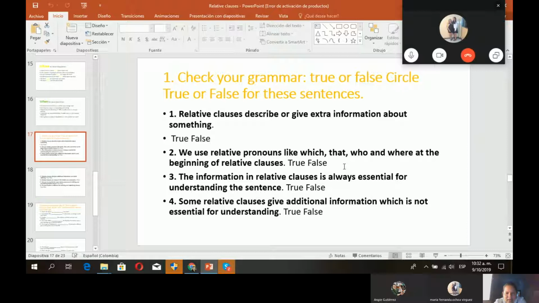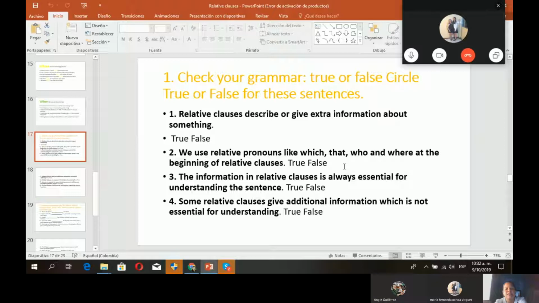Okay, Maria, correct the mistake. The answer for number 2 is true. Let's continue to number 3. The information in relative clauses is always essential for understanding the sentences. True or false? Maria: True. Angie: True. Very good. Excellent. It's the best option. Let's continue to number 4.